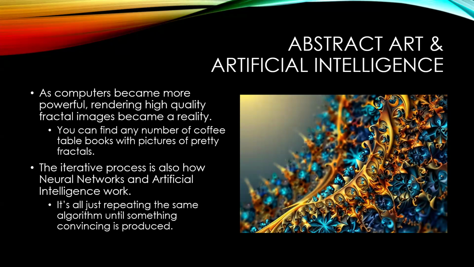We then have abstract art and artificial intelligence. Those are getting a little bit more modern. As computers became more powerful, rendering high-quality fractal images became a reality. You can find any number of coffee table books with pictures of pretty fractals, such as this very pretty fractal. Isn't it pretty? The iterative process is also how neural networks and artificial intelligence work. It's all just repeating the same algorithm until something convincing is produced. That's how AI works. In particular, you're taking a matrix and multiplying by a matrix repeatedly until something interesting comes up.